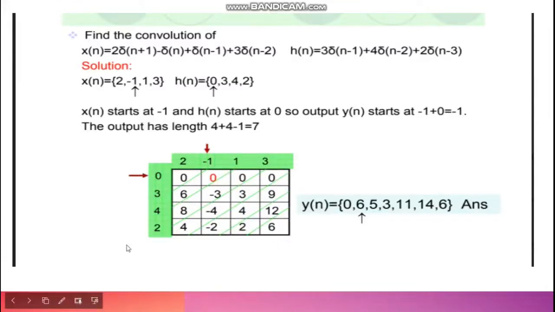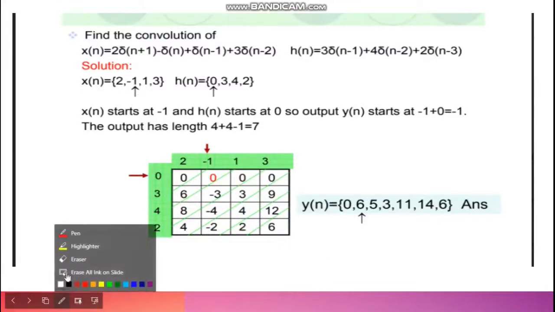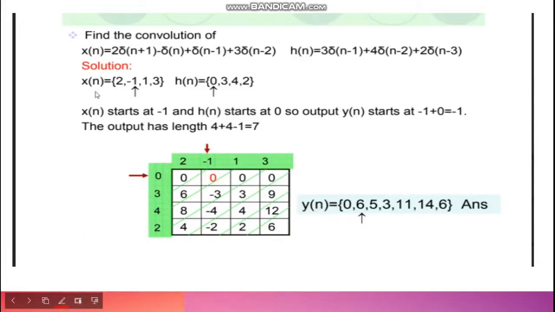The question is: find the convolution of x of n, which is equal to 2 del of n plus 1 minus del of n plus del of n minus 1 plus 3 del of n minus 2, and h of n, which is equal to 3 del of n minus 1 plus 4 del of n minus 2 plus 2 into del of n minus 3, using the tabular method. You can see here the discrete signal is represented in terms of impulses, right? So how can we write the sequence of x of n?